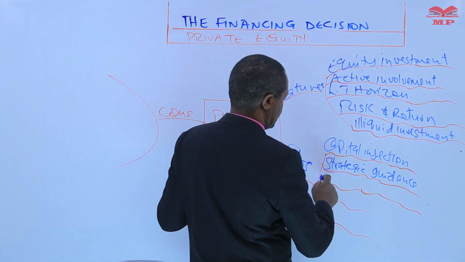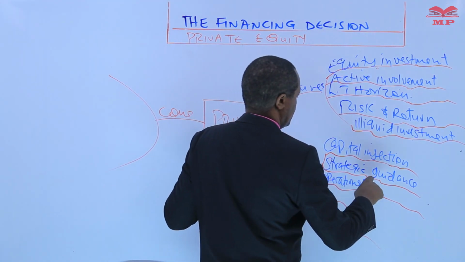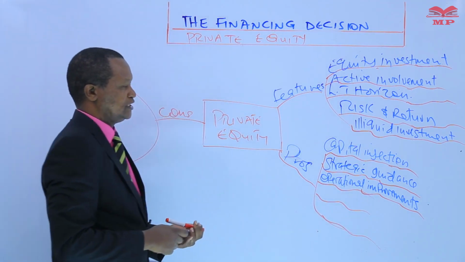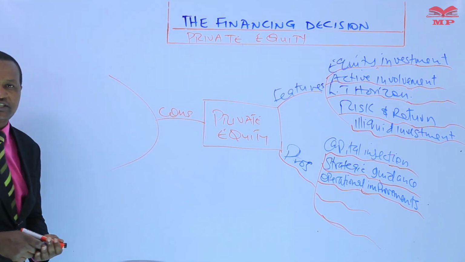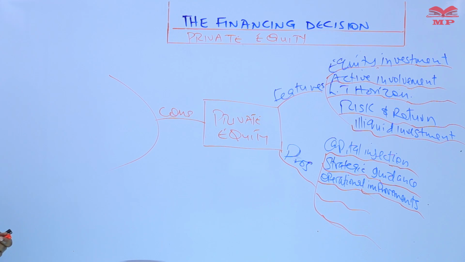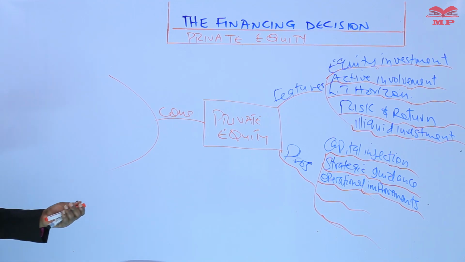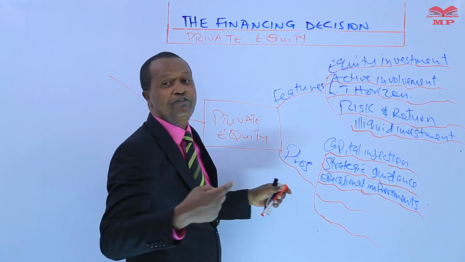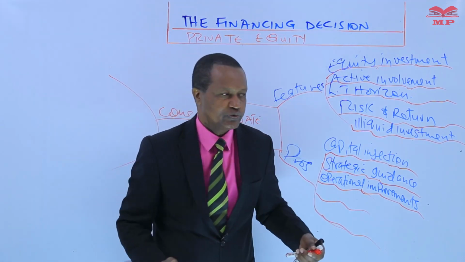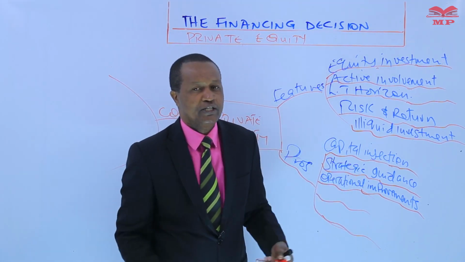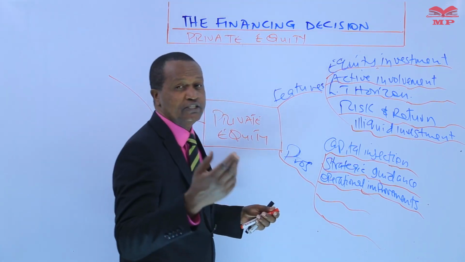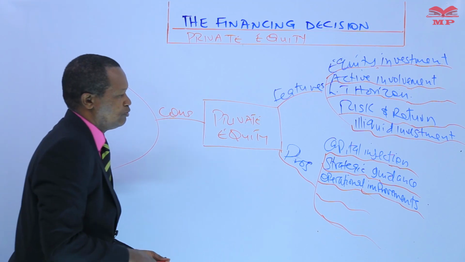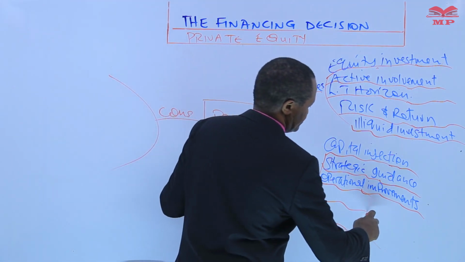Operational improvements. This is another benefit. Private equity investors often implement operational improvements, cost-cutting measures, and also efficiency enhancements to increase the profitability and also the value of the invested companies.